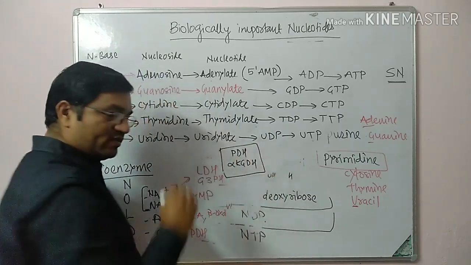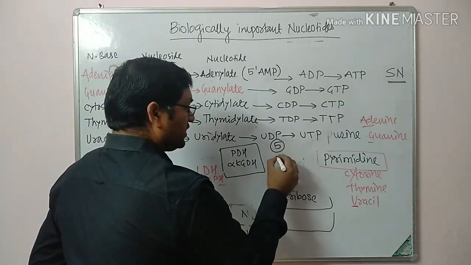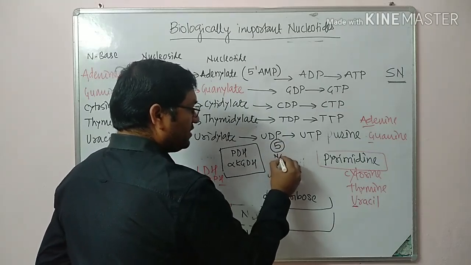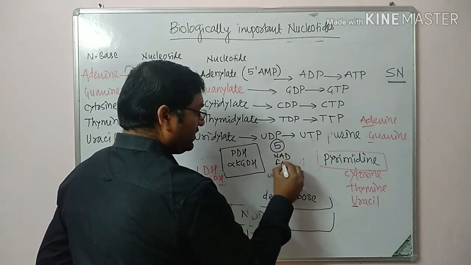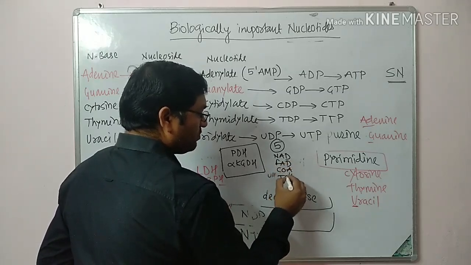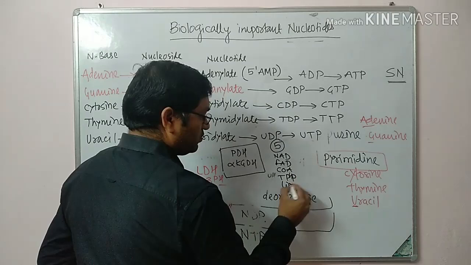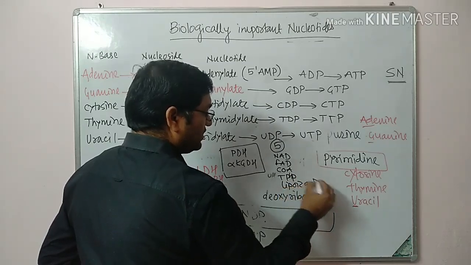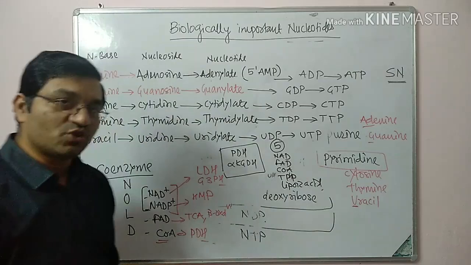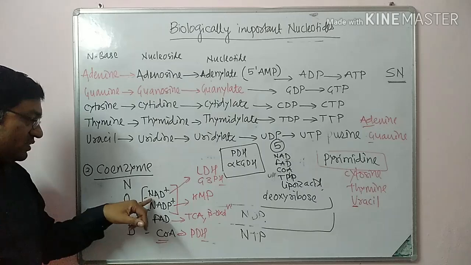These 2 enzymes require 5 coenzymes, that is NAD, FAD, coenzyme A, thiamine pyrophosphate and lipoic acid. This is an important MCQ. So these are some examples of coenzymes.